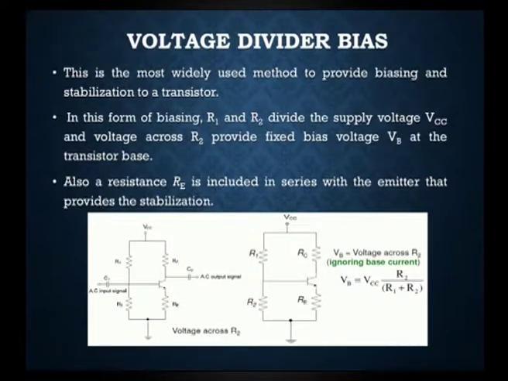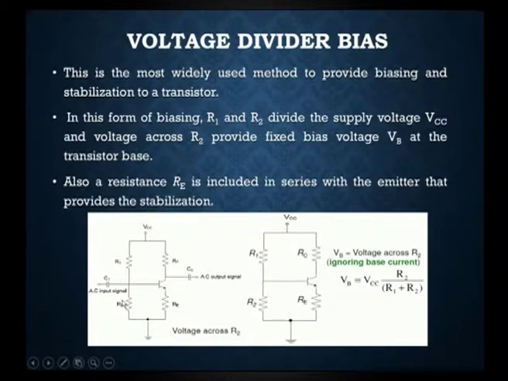This is the most widely used method to provide biasing and stabilization of a transistor. In this method, as the name says, voltage divider, we are going to divide the voltage with respect to resistors. In this form of biasing, R1 and R2 divide the supply voltage VCC, and the voltage across R2 provides the fixed bias voltage, that is VB, at the transistor base.